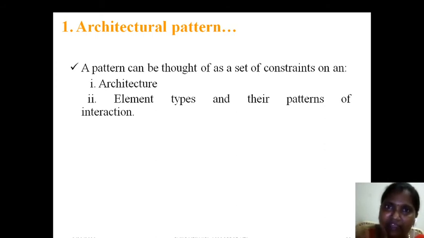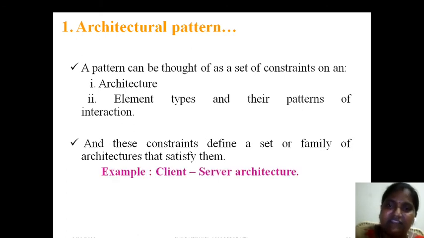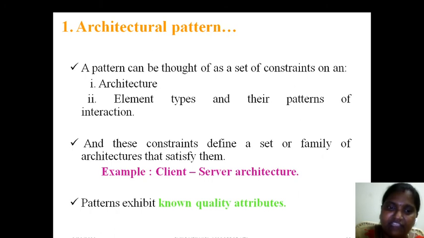Okay, so here we identify the elements in this architectural pattern. In the architecture model, we identify the functionalities of the elements: what is a client's work, what is a server's work. These constraints define a set or family of architectures that satisfy them. An example is a client-server architecture.